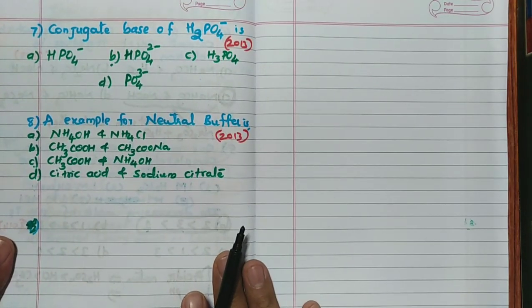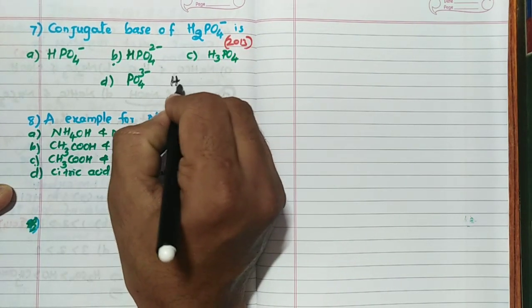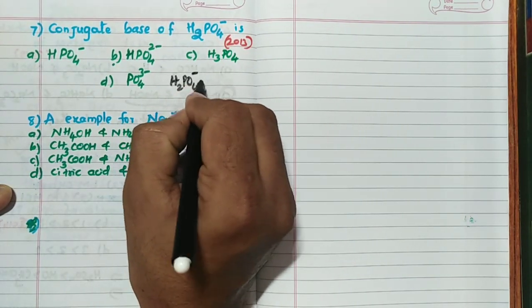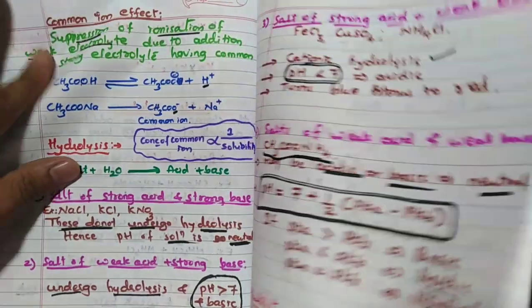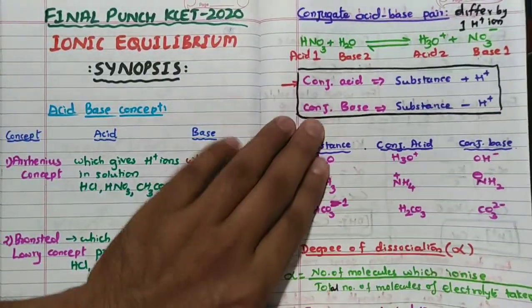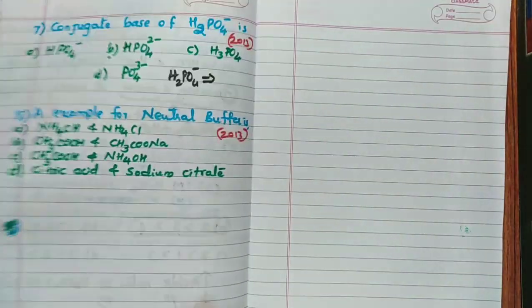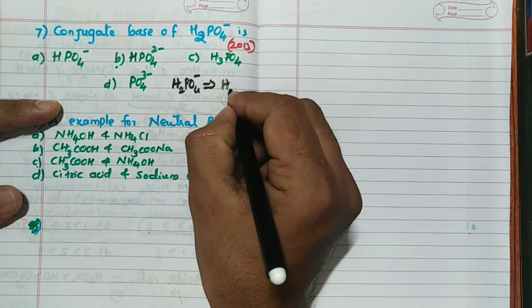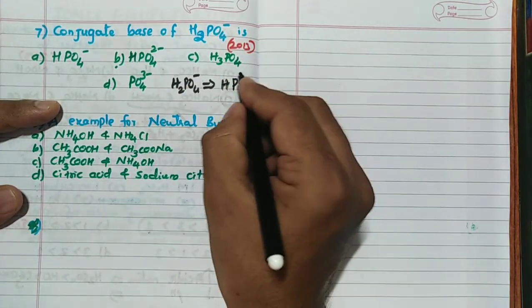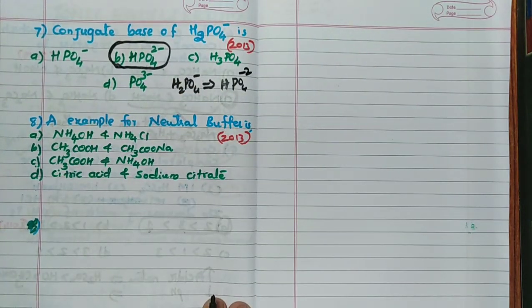Then, the conjugate base of H2PO4-, remember. Conjugate base means what you have to do? You have to remove one H+, minus one H+, right? For that, remember this very important point: acid means substance plus H+, conjugate base means substance minus H+. So when you remove one hydrogen, H2PO4- becomes HPO4 with charge 2-. So the answer for this question is, remember this, HPO4 2-.